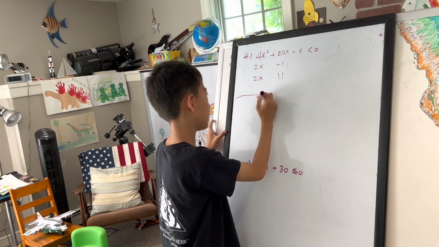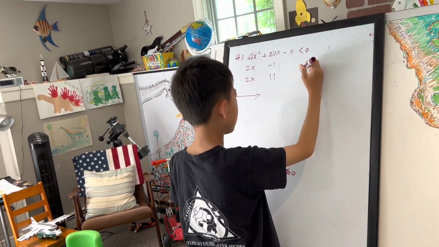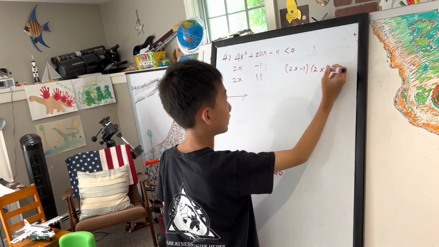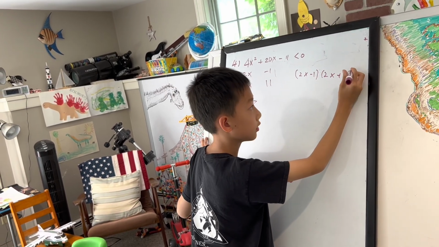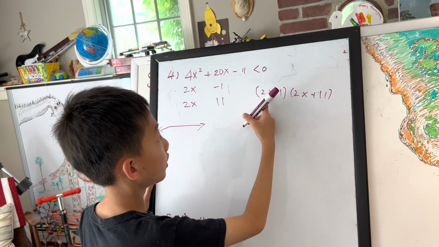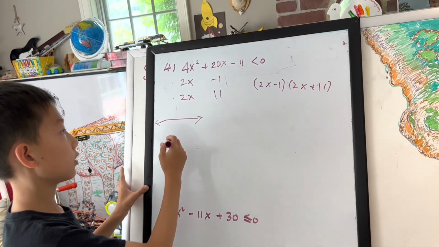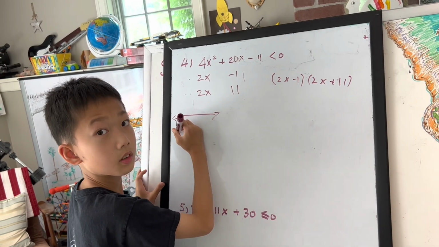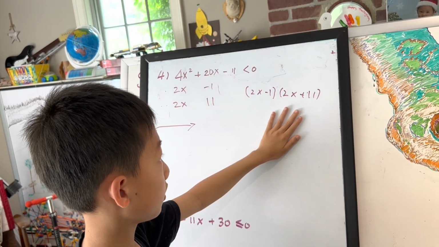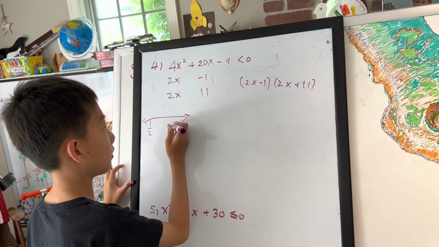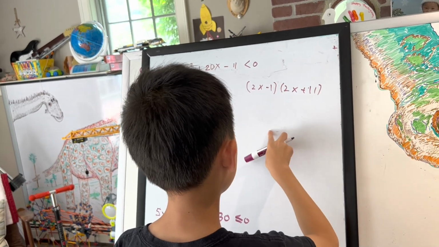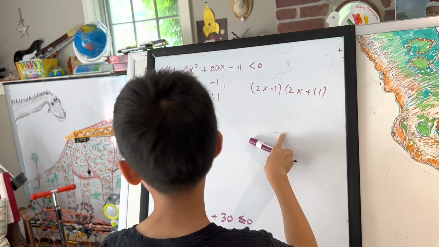So now I'm going to set up the line. Now I'm going to do 2x minus 1 and 2x plus 11. So this one, I'm just going to do 2 over 1, so 1/2, and negative, so switch places, 1/2 and negative 5.5.